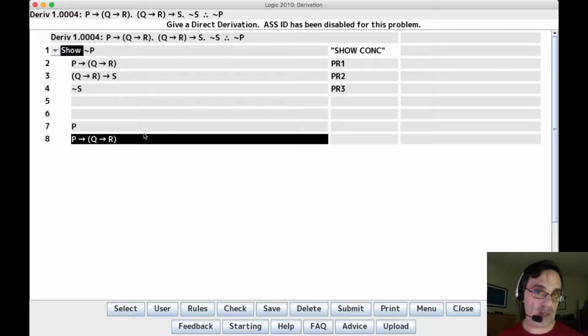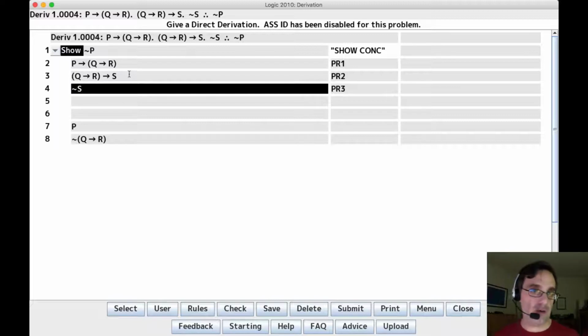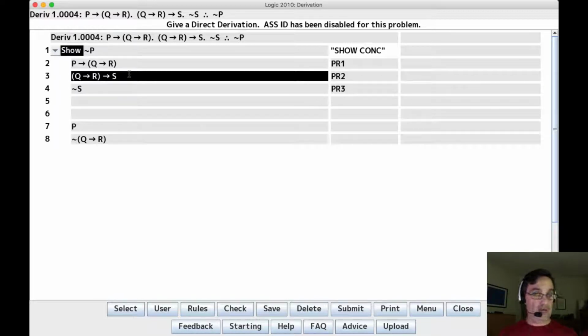What do we need for modus tollens? We need the negation of the consequent. So we need not if Q then R. It's not the case that if Q is true, then R is also true. We look around and see, do we have not if Q then R? We don't. So no modus ponens with line 2, no modus tollens with line 2, we can't use line 2 at all right now. So we're going to turn our attention to line 3.